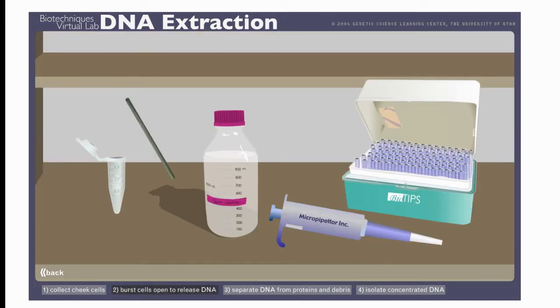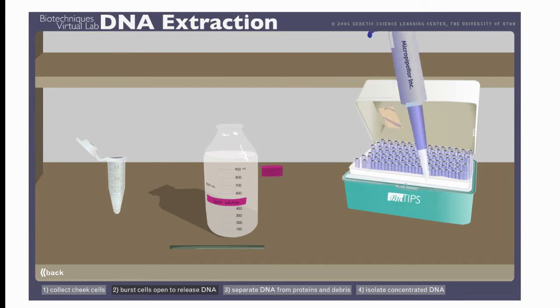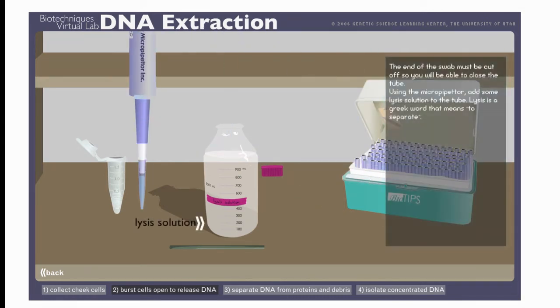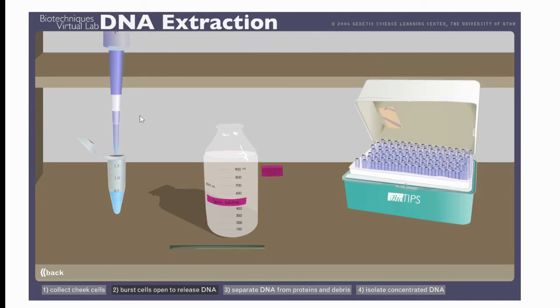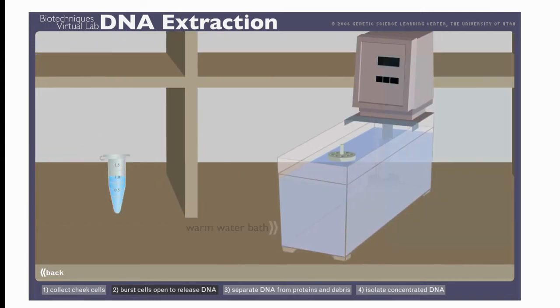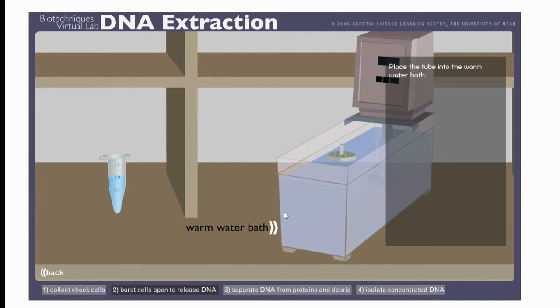The tip of the swab is transferred into a tube, and then we add lysis solution to that same tube. Lysis is a Greek word that means to separate. We use this solution to break open the cells. Once the lysis solution is added, the tube is placed into a warm water bath.